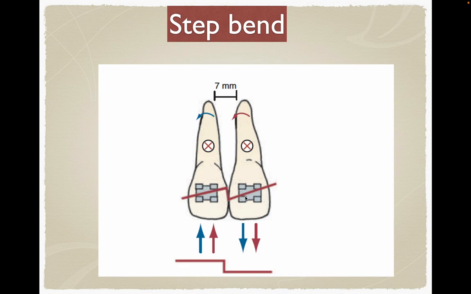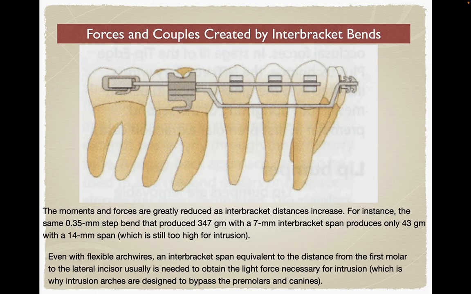So when you have a step bend here, as you can see, that will result in correcting the angulation of the tooth. So what we're going to have is rotation in the mesial direction, in this one and this one as well. So the root will go mesially and the crown will go distally. However, again, it does not depend on the location of the step bend.